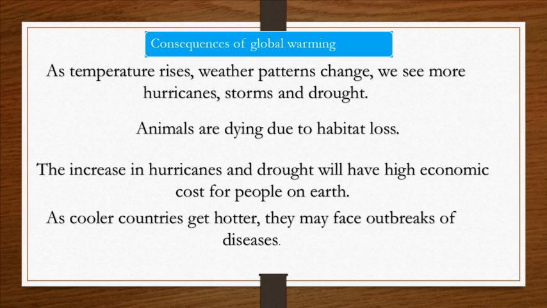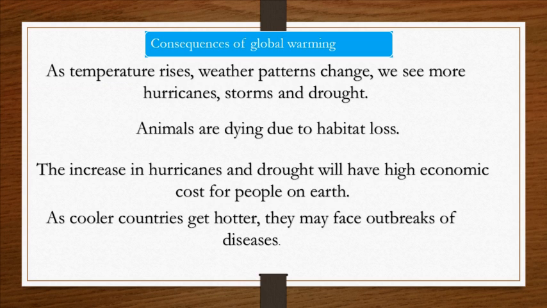The other impact is that animals are dying due to habitat loss. Animals will die because they keep having to change their living places. Some animals are not used to certain conditions, but they have to move there, so they will die.